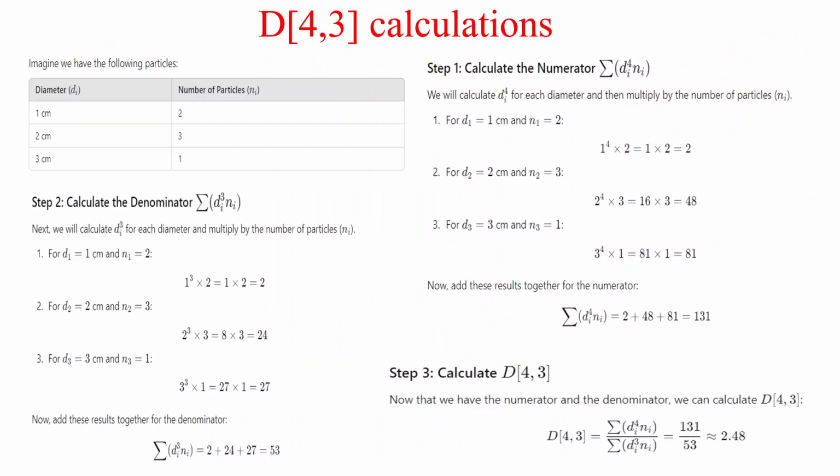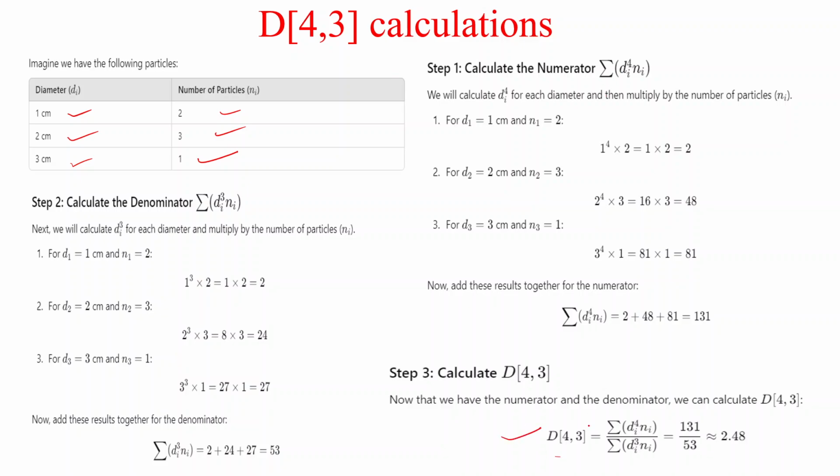Now just to show you how D43 is calculated, say in a sample we have 1 centimeter size particles, 2 particles are there, 2 centimeter size particles, 3 particles are there, and 3 centimeter size particles, 1 particle. Then how to arrive at the D43 value? We see that the formula is sigma Ni Di to the power 4 divided by sigma Ni Di cubed. This way we are calculating D43.